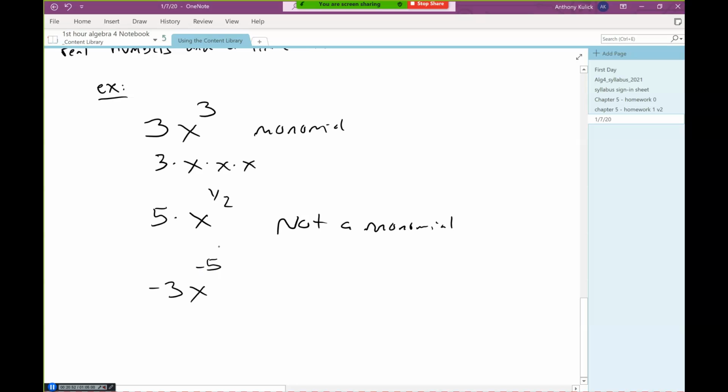What if we had negative 3x to the negative 5th? Is that a monomial? Still no, right? Because what the heck does a negative exponent mean? Well, it doesn't mean multiplication, that's for darn sure, right? So I can't write that as just negative 3 times a bunch of x's. So that can't be a monomial.